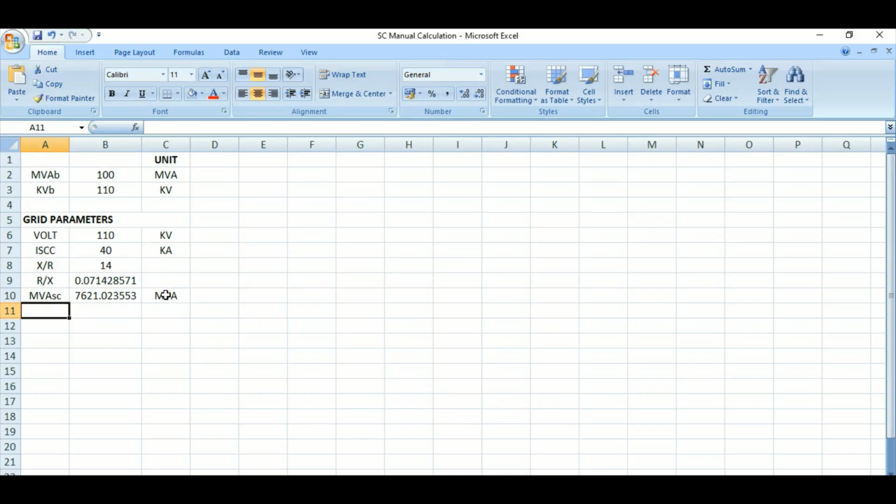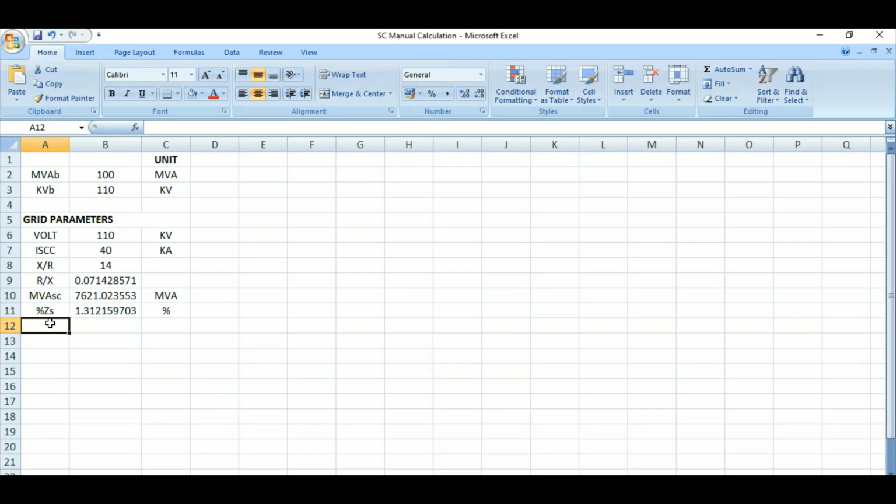Now what is the percentage Z? The percentage Z value of the source, meaning the grid side, is equal to base MVA by short circuit MVA into 100%. The base MVA is 100 MVA, so base MVA by short circuit MVA into 100 gives 1.312%. This is in percentage. So this is percentage Z.